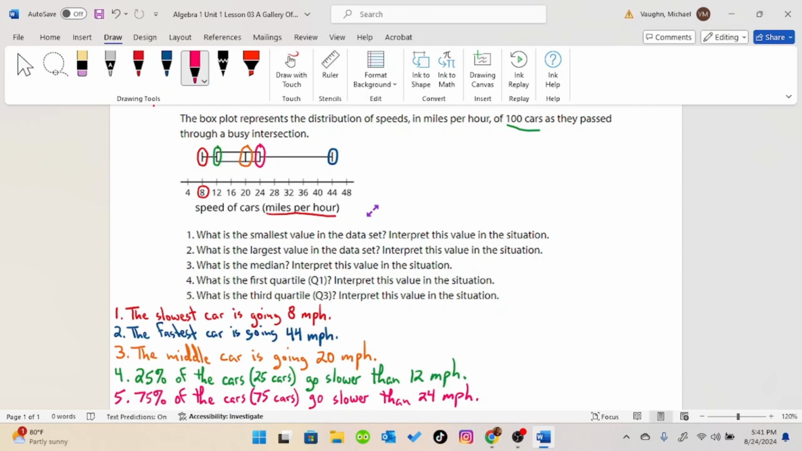And then the right side of the box is your Q3, which means 75% is below it and 25% is above it. If you have any questions about how to solve a problem that involves interpreting a box plot, please use class time to ask for further clarification.